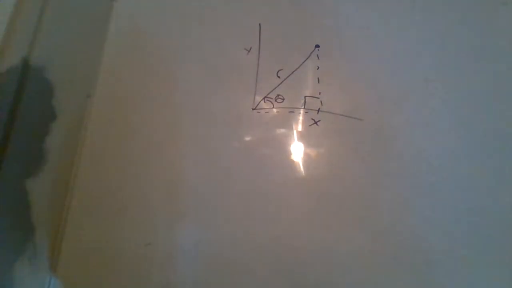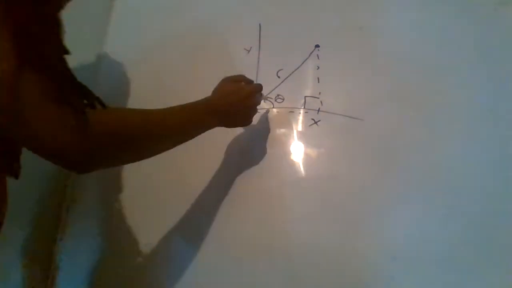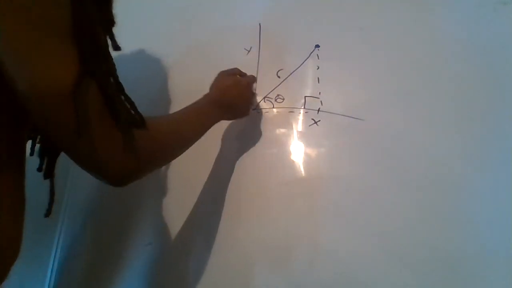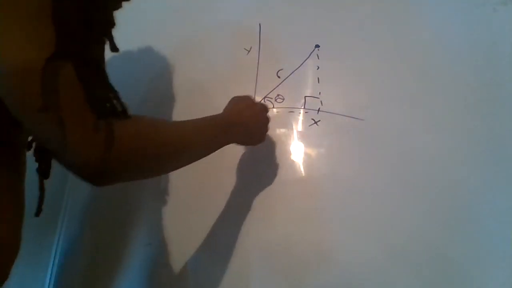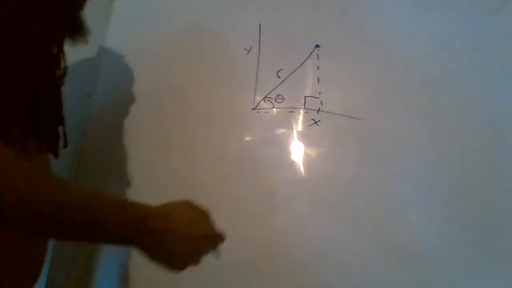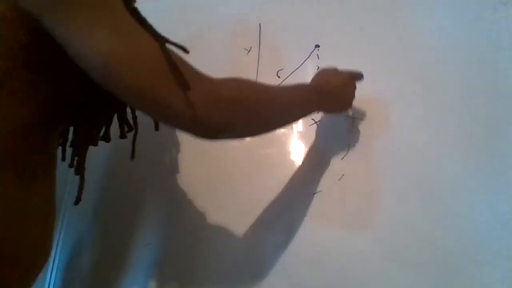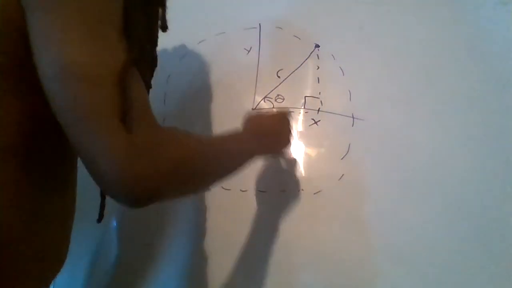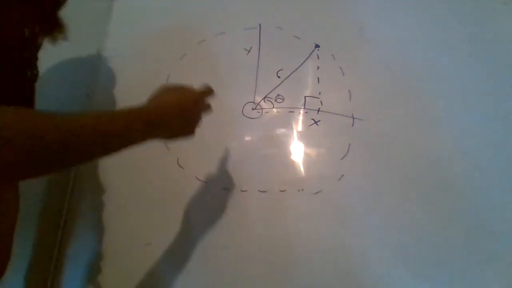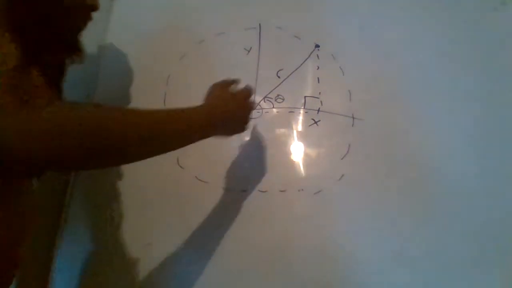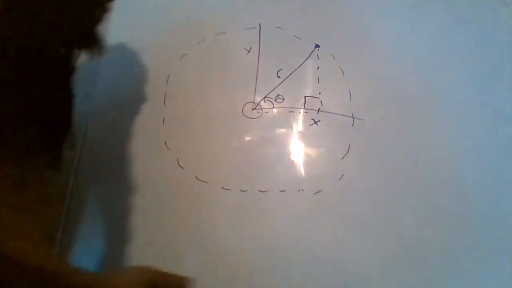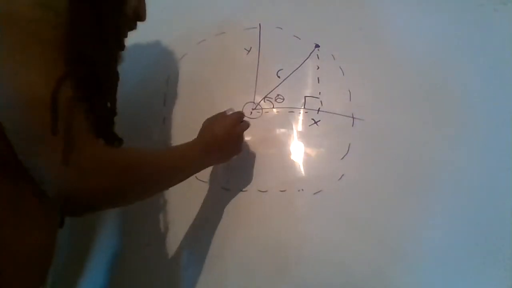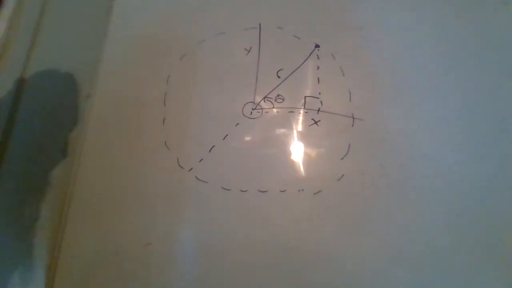Now, this angle theta is based on a rotation of 360 degrees. 360 degrees makes a circle, with this being the center of the circle here at the origin. This right here, I labeled it R, R for radius. The radius of a circle is half of its diameter. The radius of a circle can never be negative.